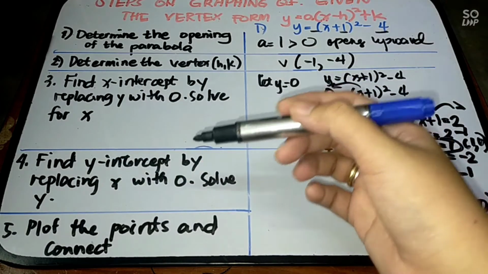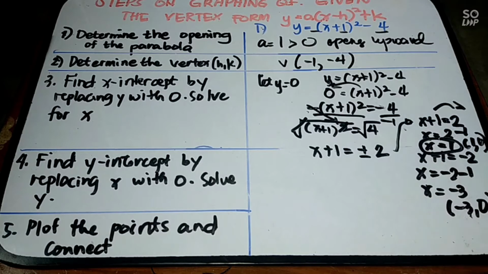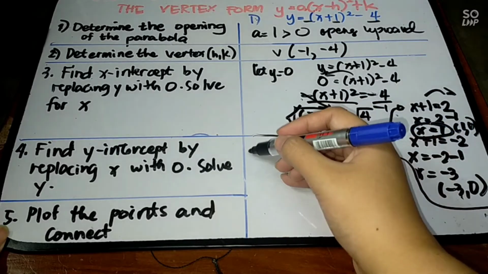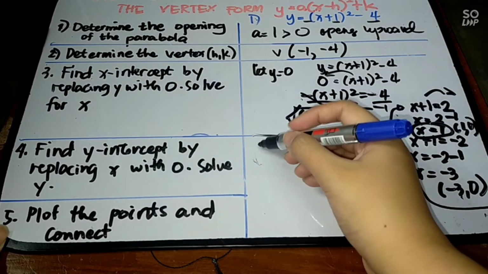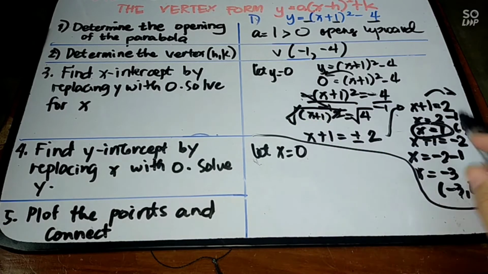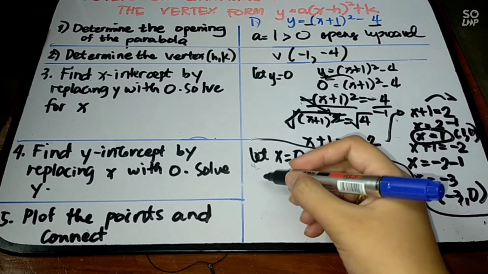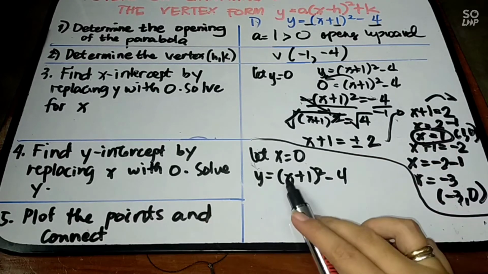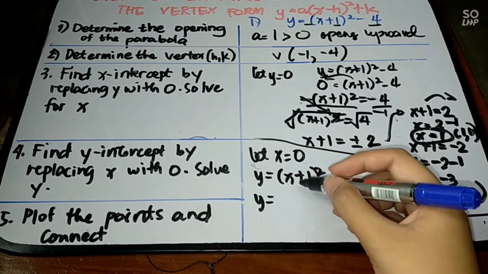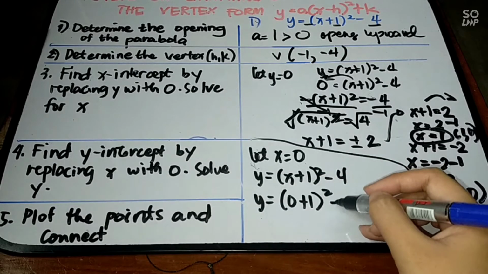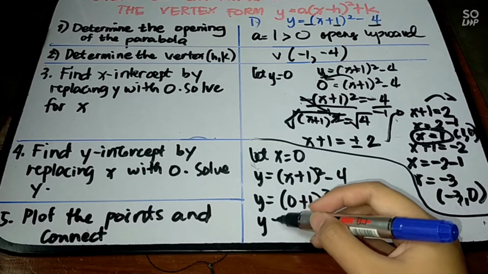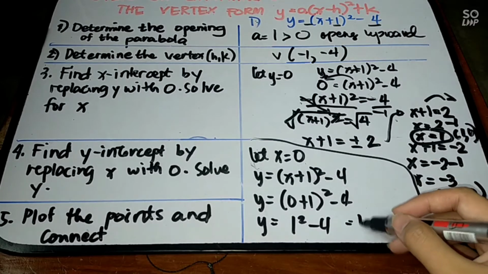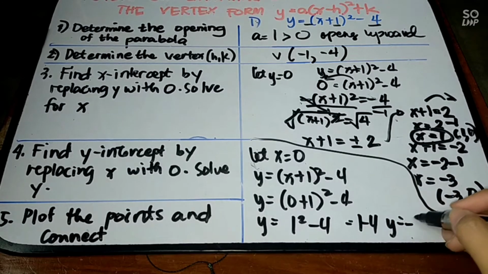Find the y-intercept by replacing x with 0. So, pagkatapos natin dito kay x-intercept, let us find y-intercept. So, for us to find y-intercept, let x be equal to 0. So, let us use again your given equation. y equals (x plus 1) squared minus 4. Change lang natin yung x into 0. y is equal to, it becomes (0 plus 1) squared minus 4. 0 plus 1 is 1. So, we have here 1 squared minus 4. What is 1 squared? The answer is 1. So, therefore, 1 minus 4. So, your y is equal to negative 3.